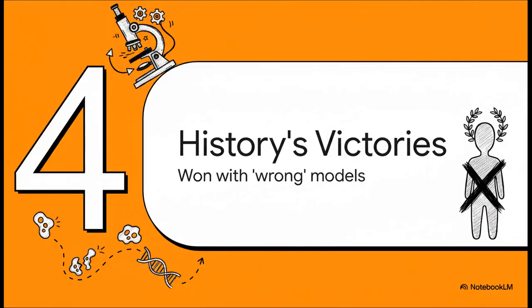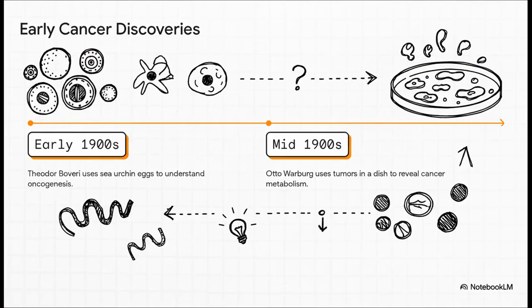And this whole principle of using imperfect models, it's not new at all. In fact, if you look back, some of the absolute biggest victories in the history of cancer research were won using systems that, by our standards today, seem almost, well, comically wrong. Get this. Way back in the early 1900s, a guy named Theodore Boveri made huge leaps in understanding how cancer even starts by studying cell division in fertilized sea urchin eggs. Sea urchins. I mean, talk about a distant relative.